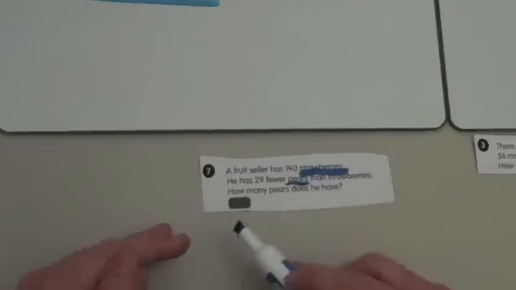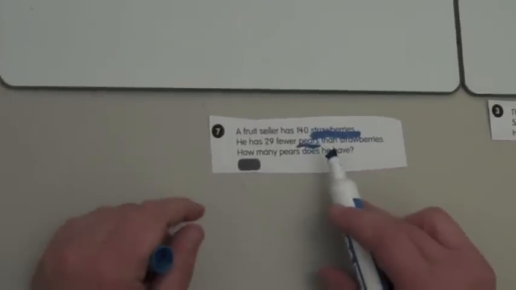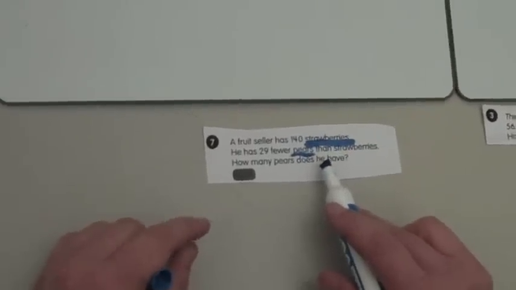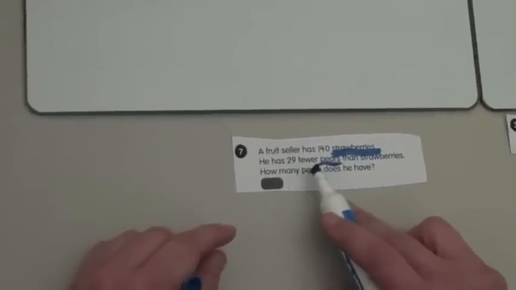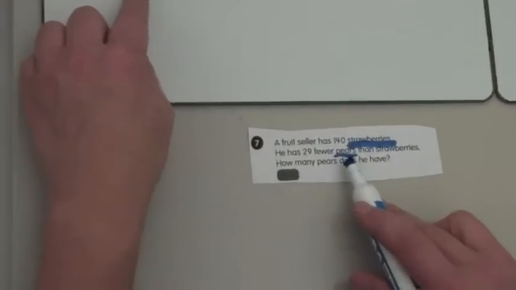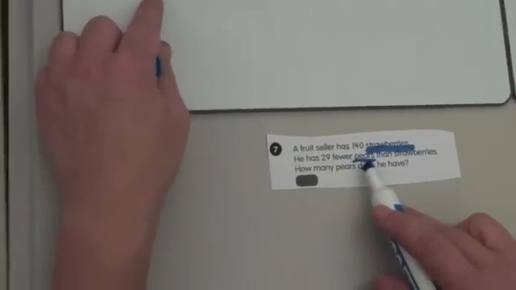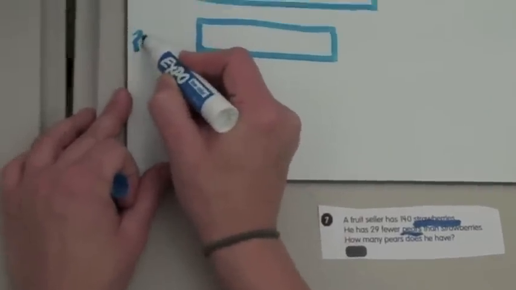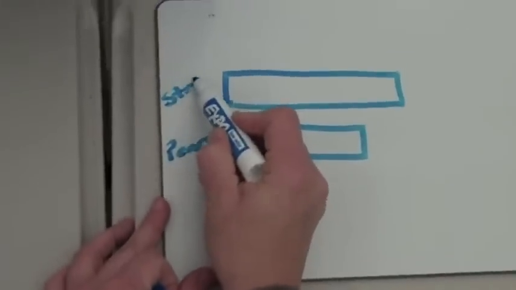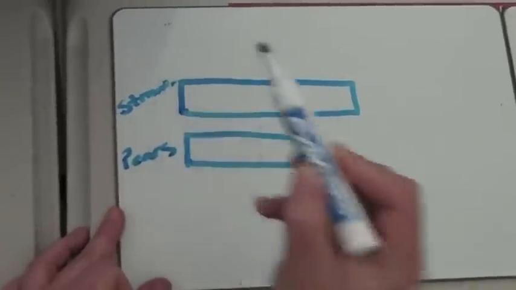So now I'm going to go back and take a look at my word problem. It says a fruit seller has 140 strawberries. He has 29 fewer pears. That's going to let me know that he has fewer pears than strawberries. So I'm going to make sure that the pears bar is smaller or shorter than the strawberries bar. So here's the pears, and here's the strawberry bar. I'm going to abbreviate strawberry just to save us on time.